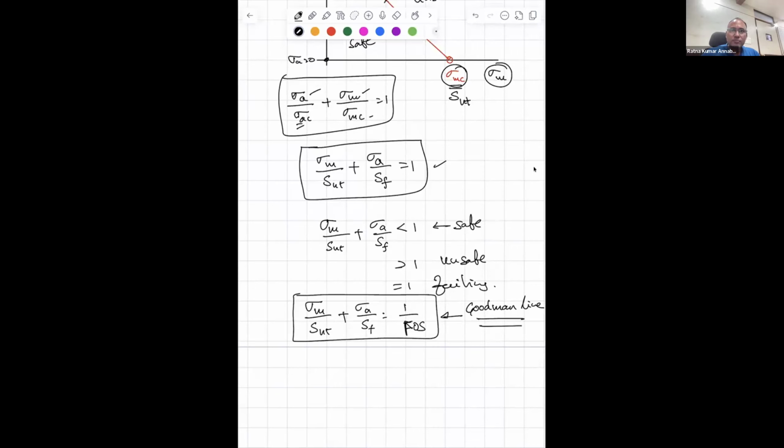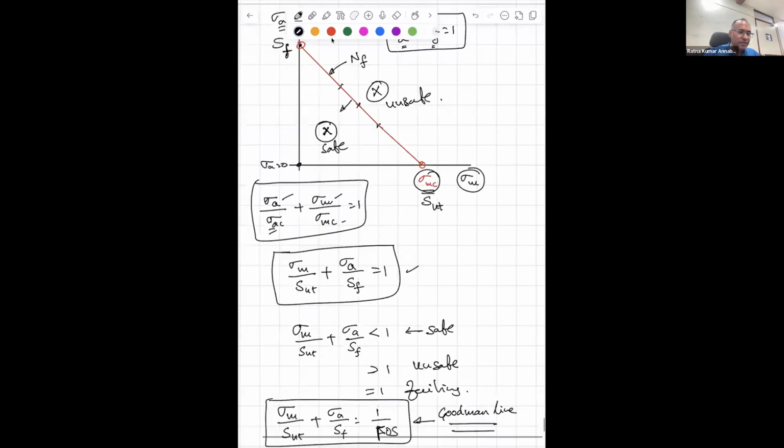Okay? Sir, only one small question. Yeah. When I say 1 by factor of safety, so my Goodman line will be coming down, right? No. You have to say if your factor of safety is equal to 1, that is what it will be. If it is greater than 1, then it will come this side, right? Yes. You are adding a factor of safety, no? It is coming inside. Yeah?